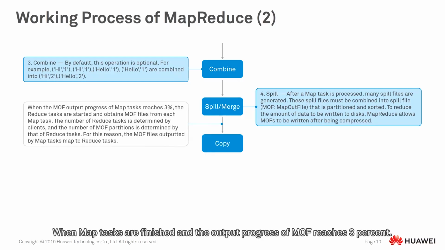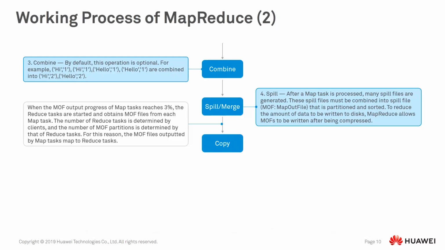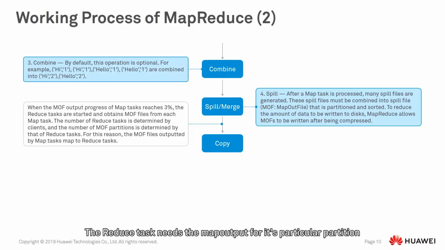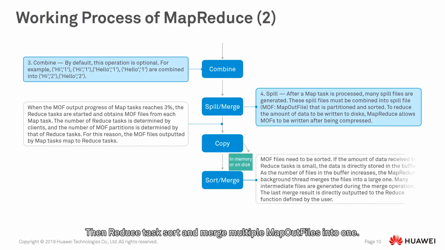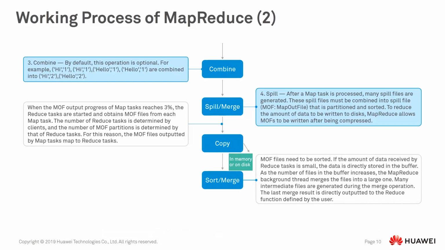When map tasks are finished and the output progress of MOF reaches 3%, the reduced tasks are started and copy MOF files from each map task. The reduced task needs the map output for its particular partition from several map tasks across the cluster. The map tasks may finish at different times, so the reduced task starts copying their outputs as soon as each completes. Then, reduced tasks sort and merge multiple mapout files into one.